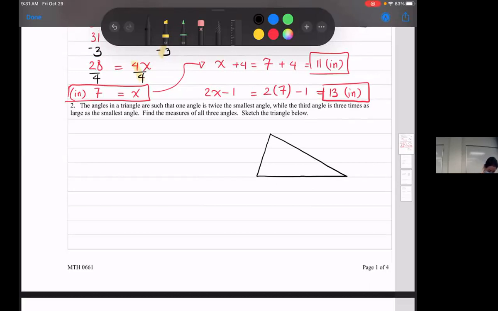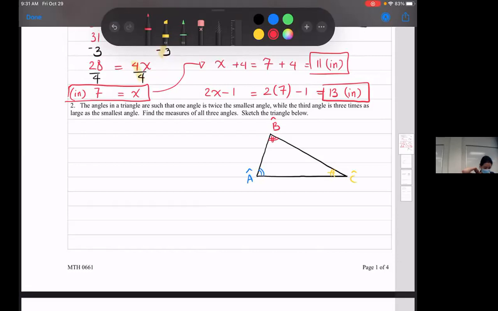Okay, so I'm gonna call this angle A, this is angle B, and this is angle C. I'll use a different color. I labeled them with different notation because they are different measures of angles.